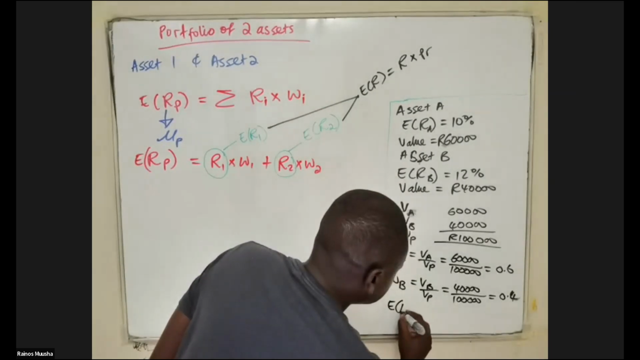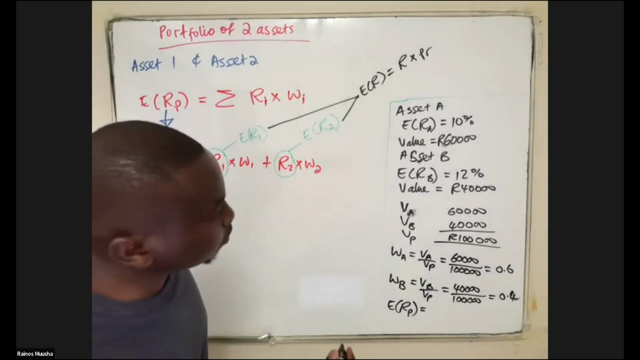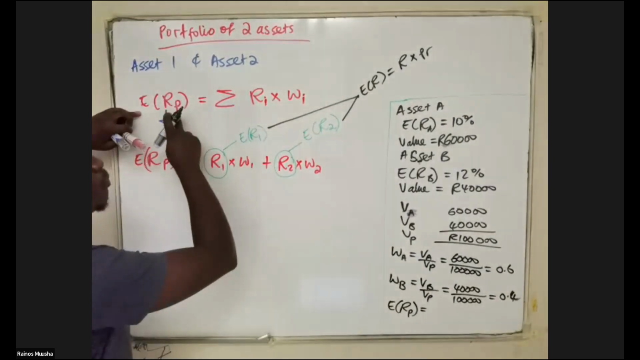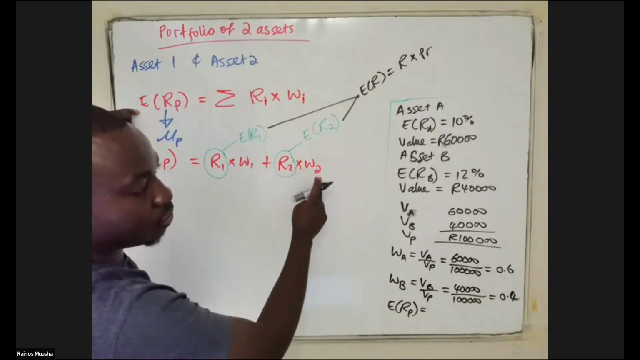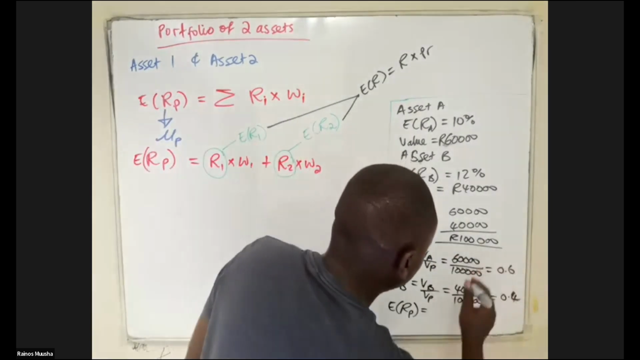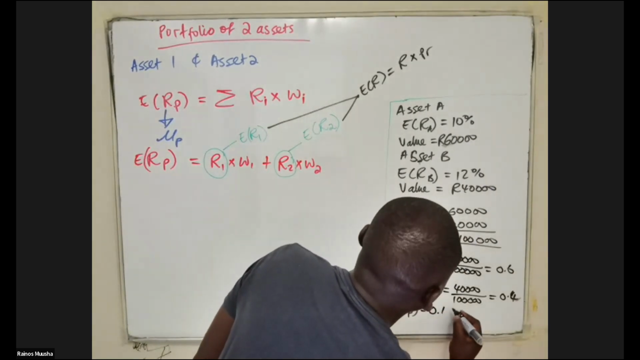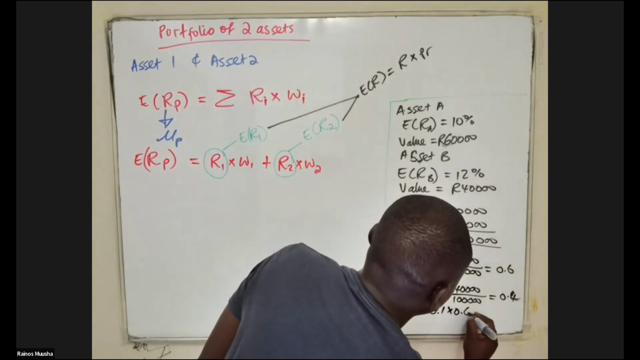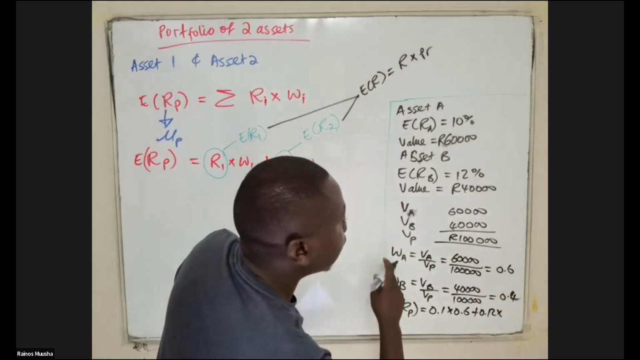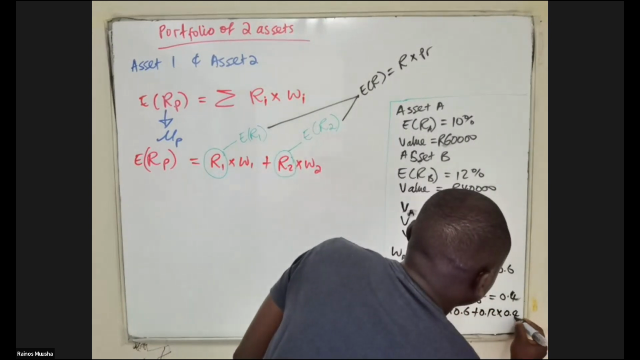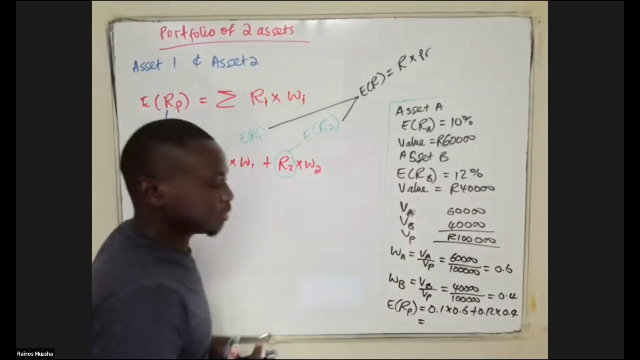the expected return of the portfolio, which is made up of these two assets, asset A and asset B, is going to be equal to, remember we said the expected return of the portfolio is going to be the return of asset 1 times the weight of asset 1 plus the return of asset 2 times the weight of asset 2 as well. So in this case it is equal to the expected return of asset 1, which is 0.1, times the weight of asset 1, which is 0.6, plus the expected return of asset 2, which is 0.12, times the weight of asset 2, which is equal to 0.4. Remember, this is 0.4. So how much do you get as the expected return of the portfolio?